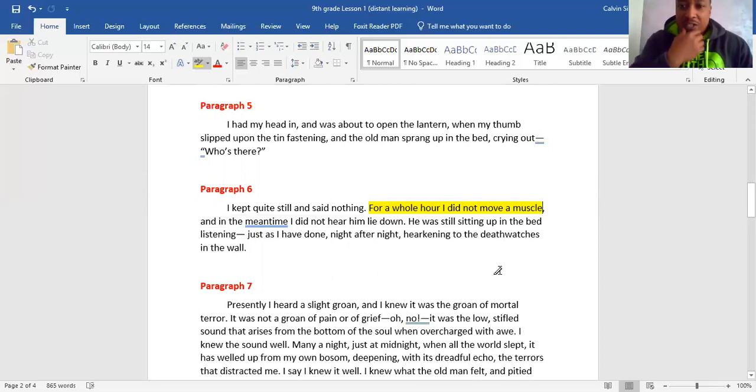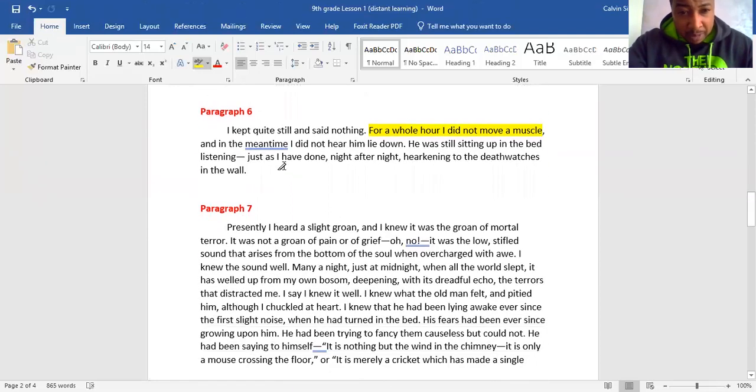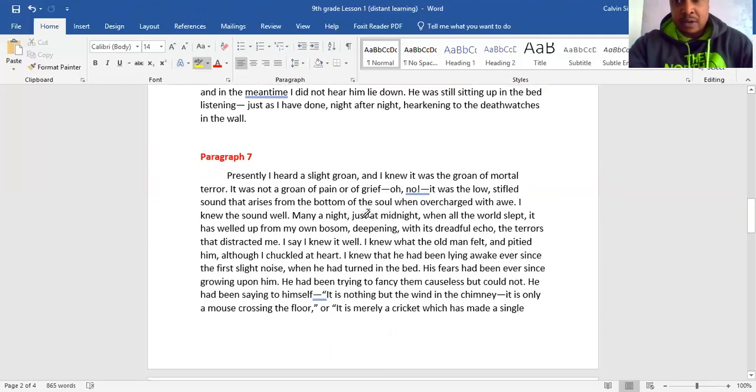And I think that in class we did talk about this because we all agreed that if somebody was actually staring at somebody through their bedroom door and not moving for a whole hour, that would be a pretty creepy thing to occur, right? So that shows that this narrator is still carrying on with this ideal of madness and maybe even obsession, depending on how you look at it, okay? You might also want to look at that last part of the sentence where it says, "just as I have done night after night, hearkening to the death watches in the wall." Let's move on to paragraph 7.